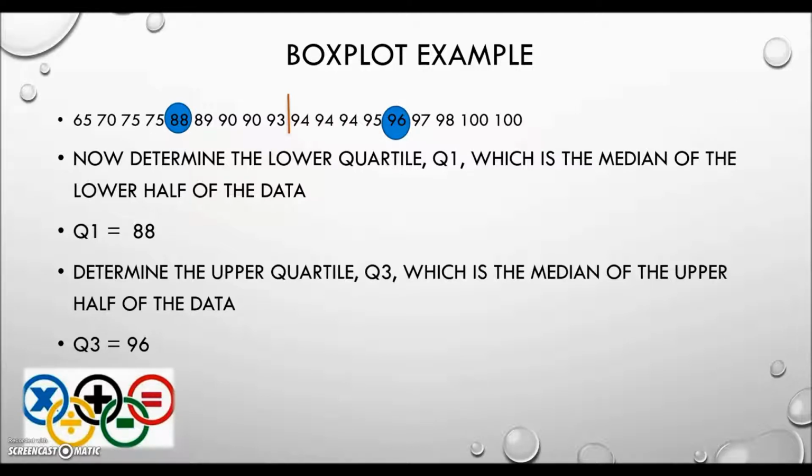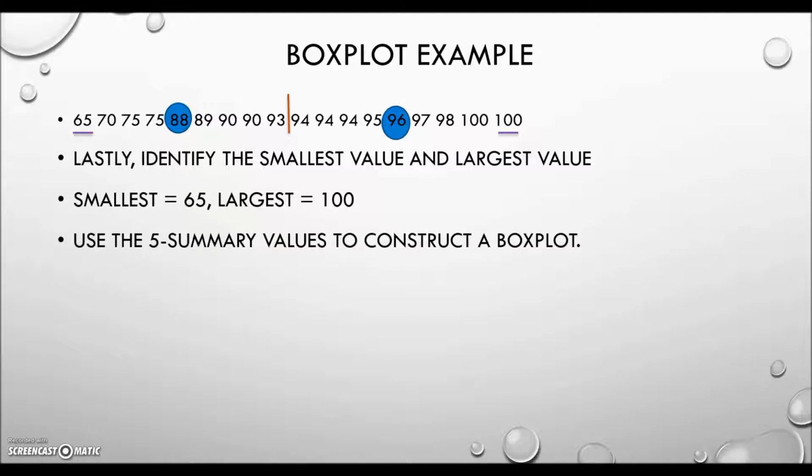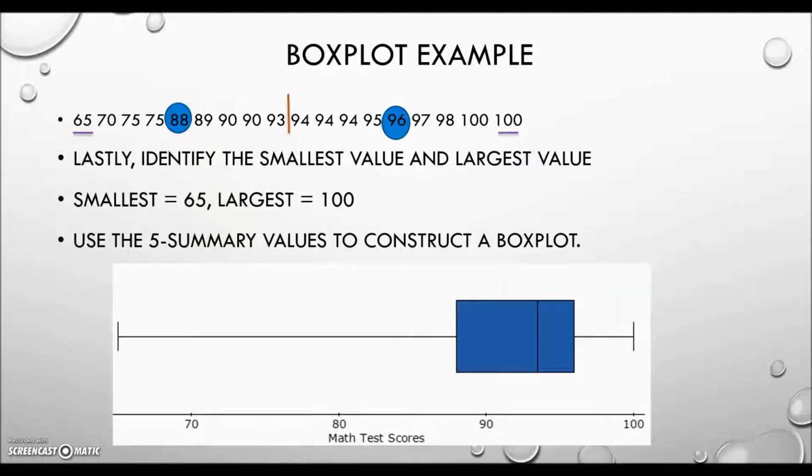The last two pieces of information that we need to establish for creating a box plot is the smallest and the largest value. With the data ranked, it's pretty easy to identify the smallest and the largest values. Now that we've identified those 5 summary values, we're ready to construct our box plot.